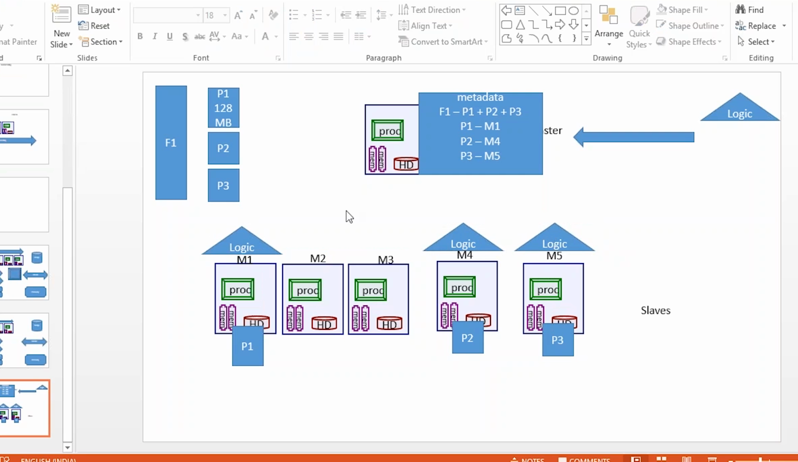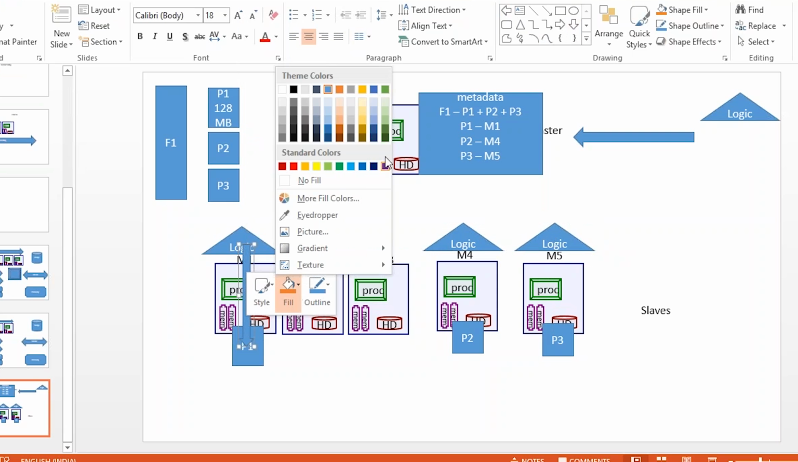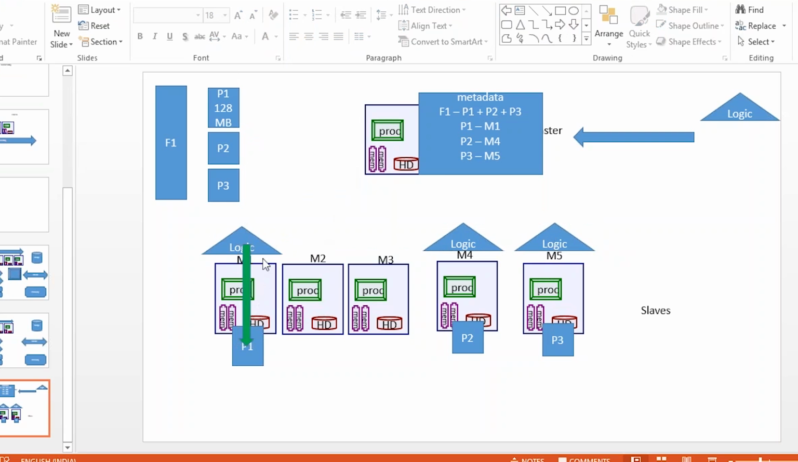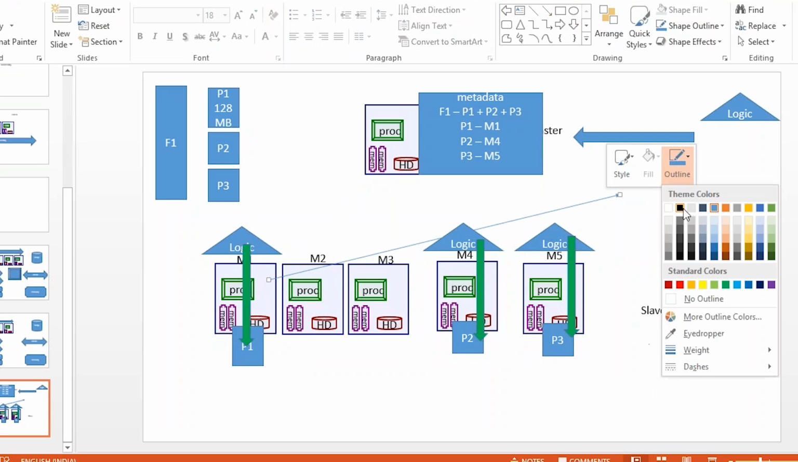Now, the data will exist on the same machine, and the logic will be executed locally on the same machine. And it's going to give me the result. Each machine will give the results on processing that particular piece of data.